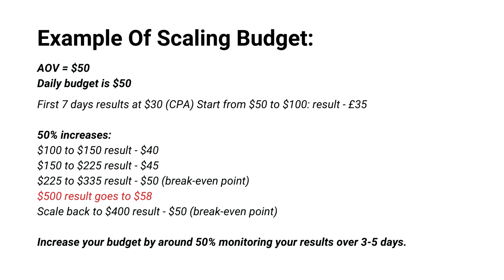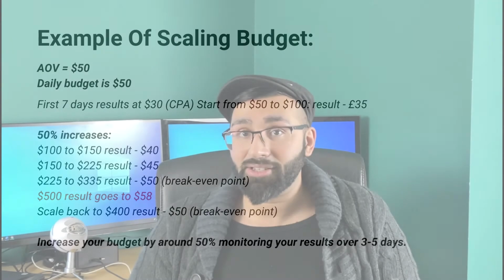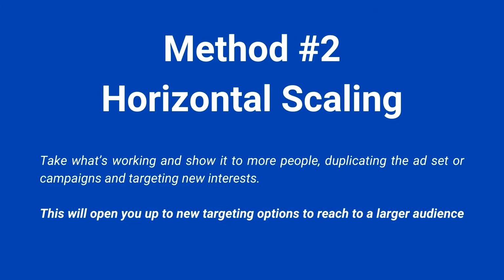Now, this method is definitely straightforward, and all you have to do is keep increasing your budget by around 50% and monitor the results over 3 to 5 days. So let's take a look at the next method of scaling, which is horizontal scaling. This is about taking what's working and showing it to more people.